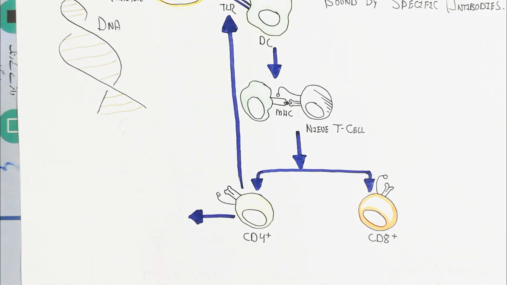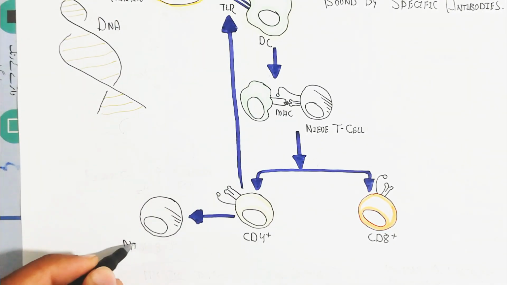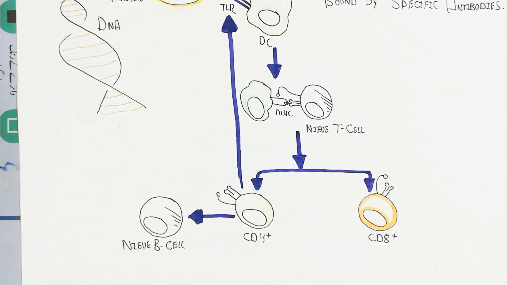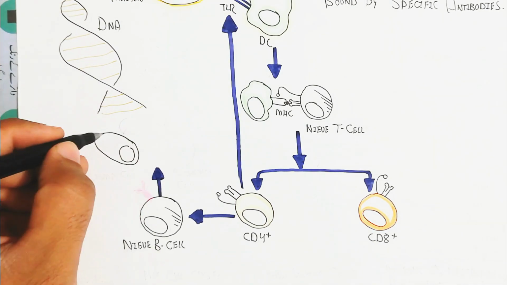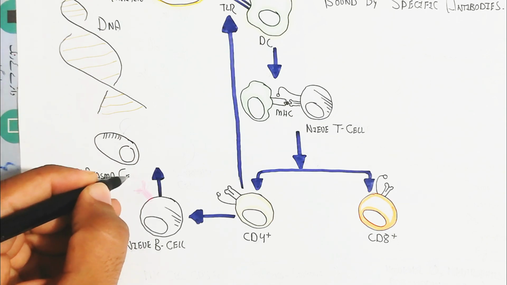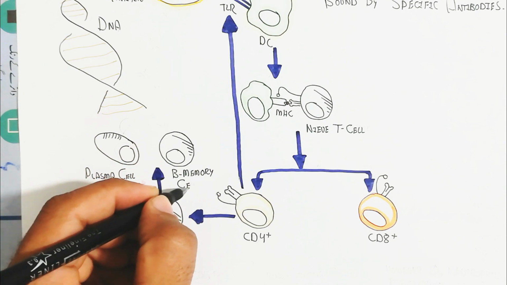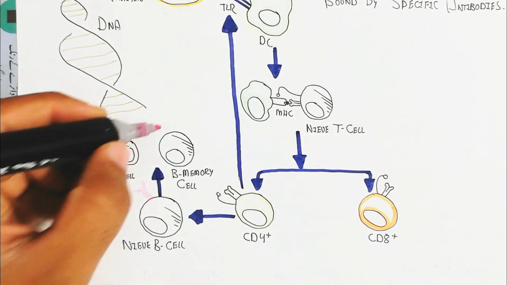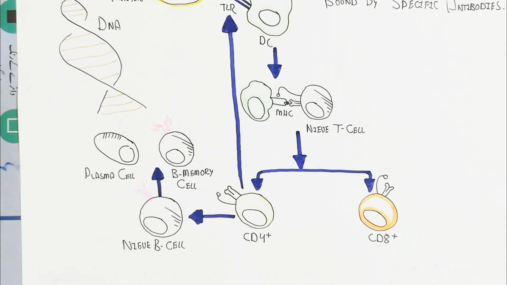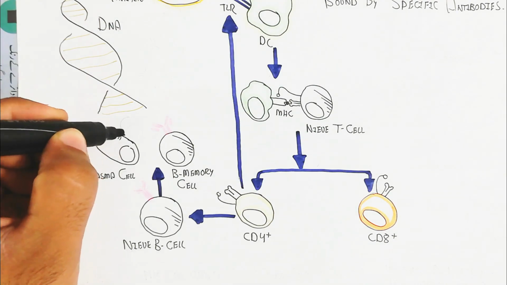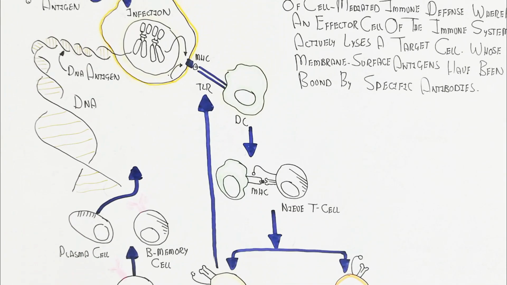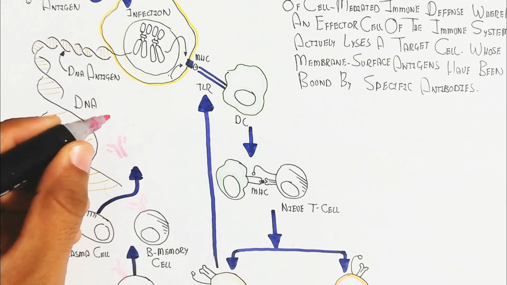CD4 is also recognized through an MHC class molecule, the major histocompatibility molecule, which will lead to proliferation. In this way, it will recruit the CD8, and it will also stimulate the naive B cell to produce plasma cells and B memory cells. The plasma cell quickly produces immunoglobulin, and these IgG antibodies will lead to opsonization of the cell, which is the infected cell.